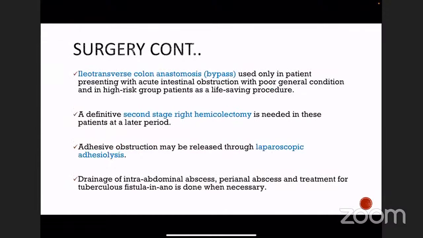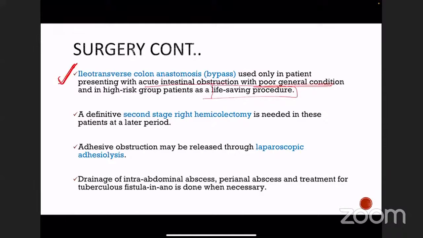Now, another thing we used to do in previous days was ileotransverse colon anastomosis. The bypass surgery we used to do, but nowadays it is not used on a daily basis. It is just used in a patient presenting with acute intestinal obstruction with poor general condition. Then and then only we try for ileotransverse colon anastomosis. And in the high-risk patient, for a life-saving procedure only we are doing this. Otherwise, we are not doing ileotransverse colon anastomosis these days.